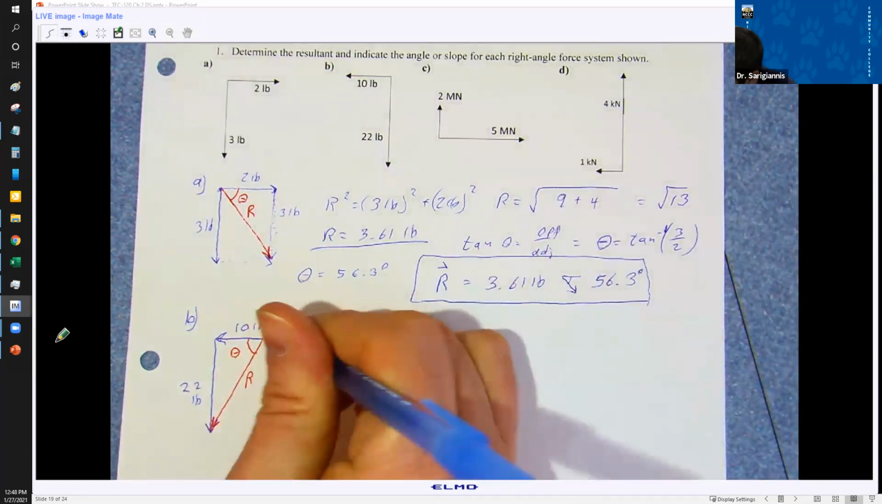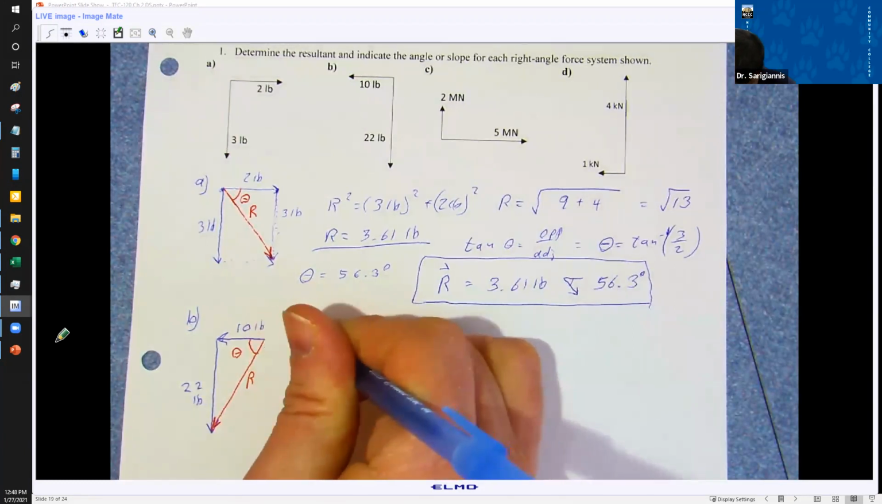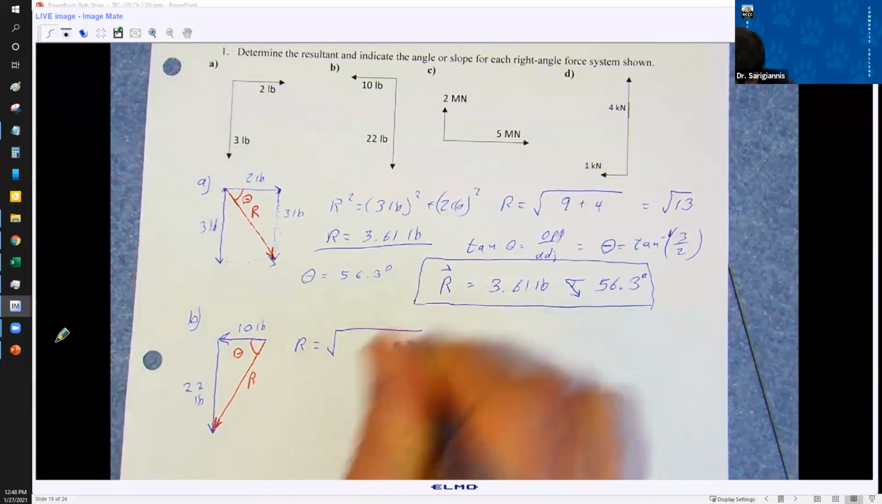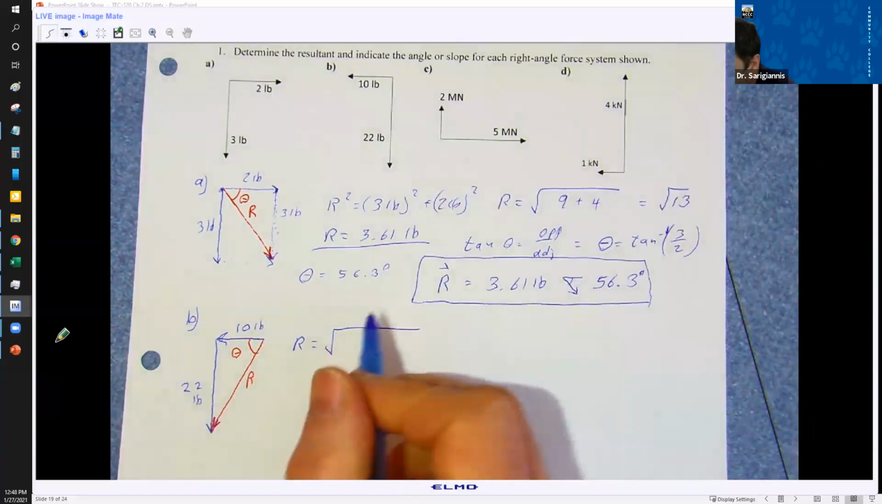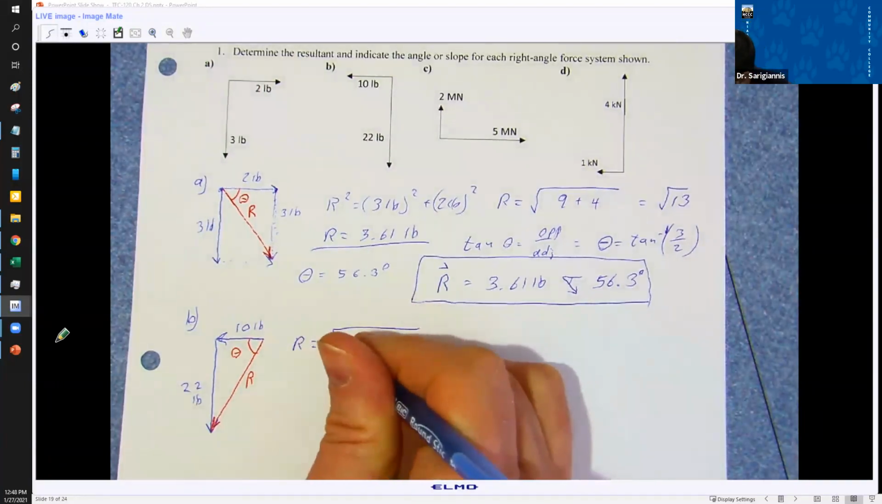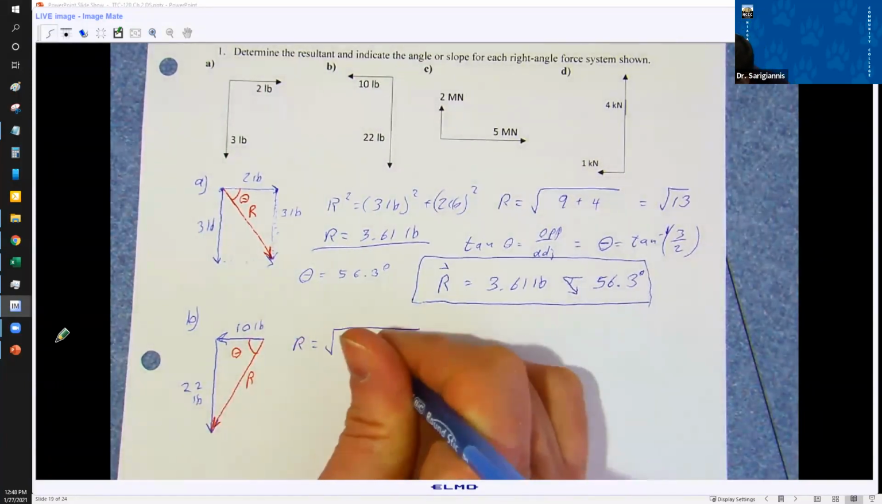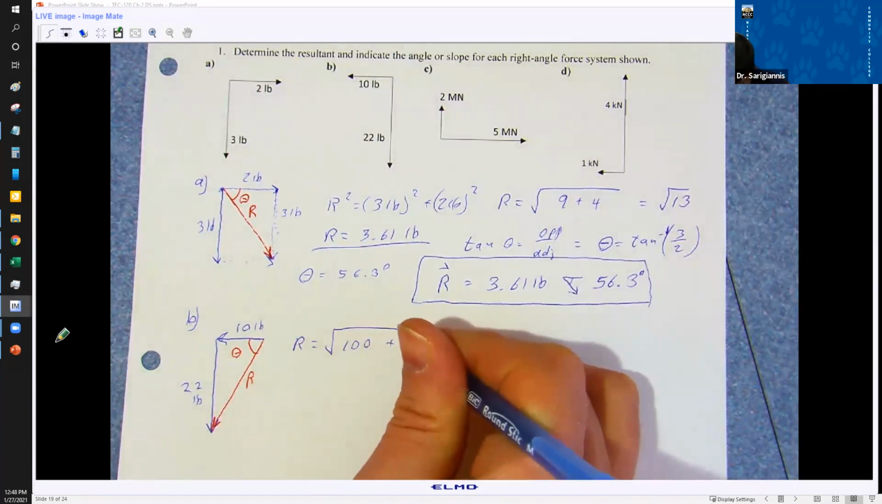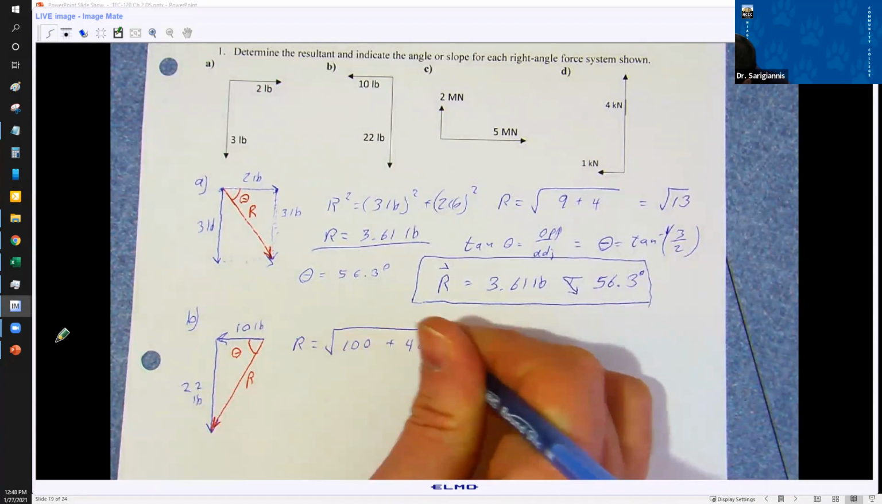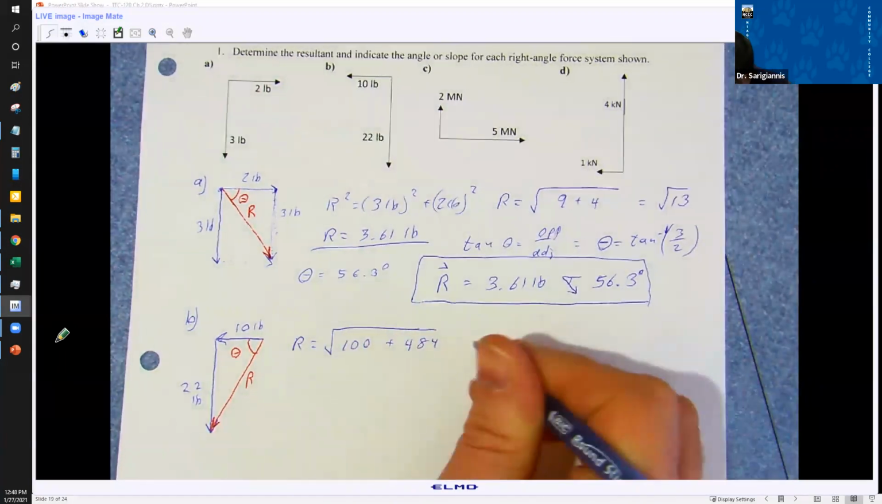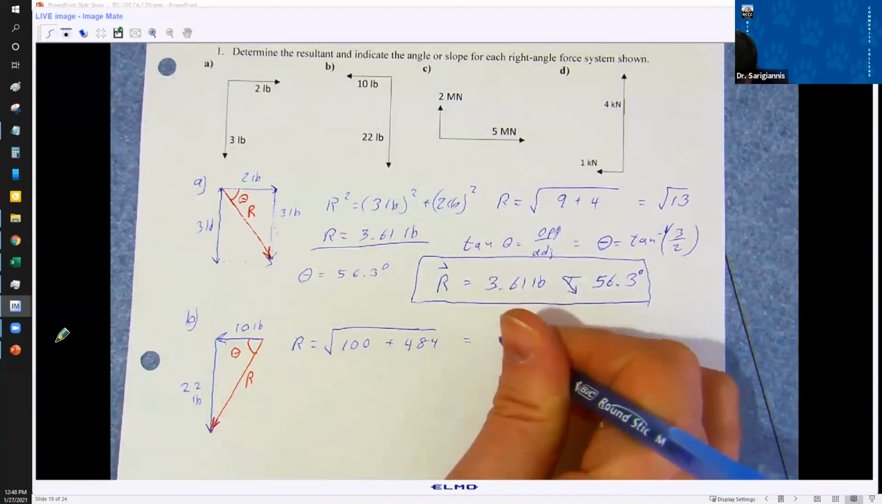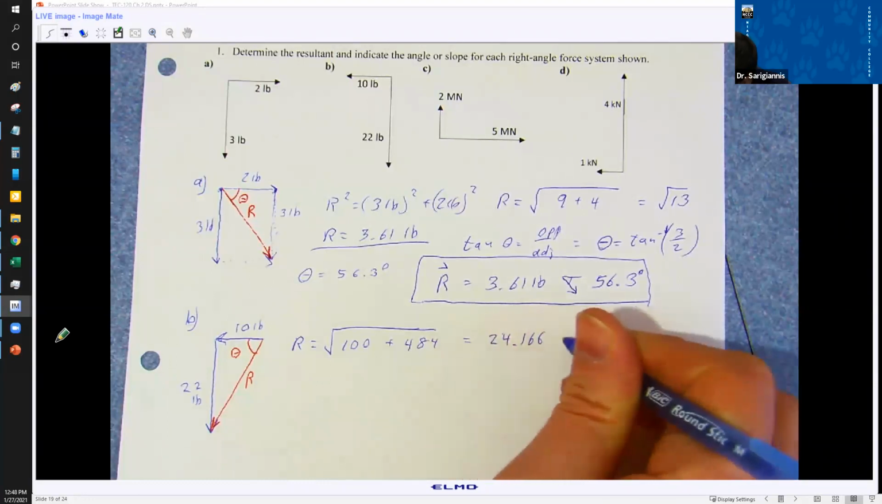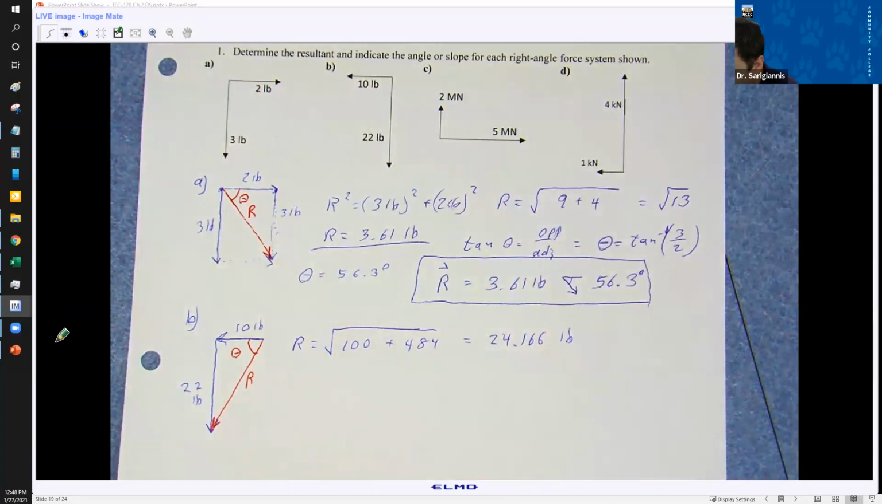And again, we do the same math we did before. R is going to be the square root of the sum of the squares. So here we've got 100 plus, oh, what's 22 squared? Oh, 484. I did write it down. Good. So this is going to be 24.166. I'm going to leave that for now.